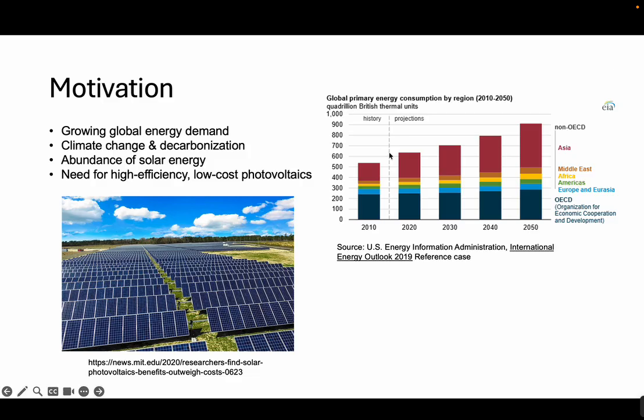As you can see in the right picture, the demand for energy consumption is rising, especially in the area of Asia, China, and in America. So we need more energy, especially for AI.